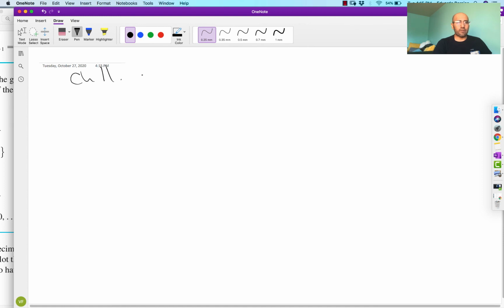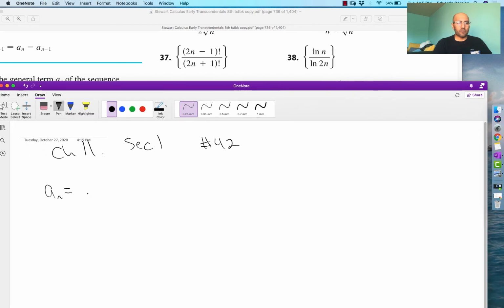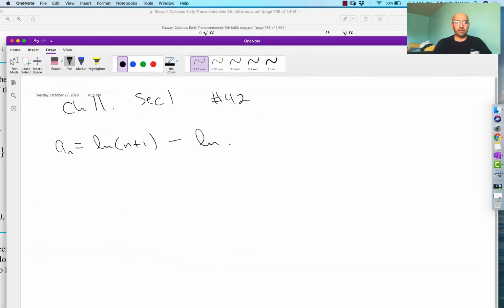Chapter 11, section 1, say number 42, has a sub n equal to ln of n plus 1 minus ln of n. Okay, so one of the properties of the ln function is that we can bring these two together to be one big happy ln function if we divide these.